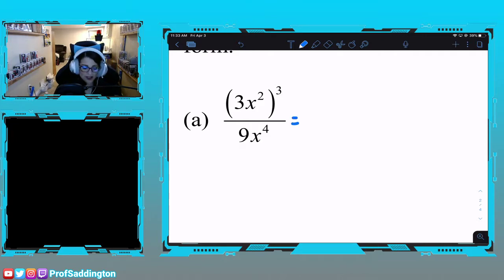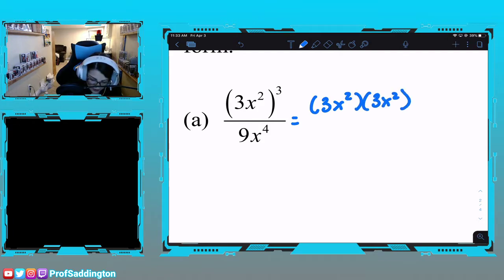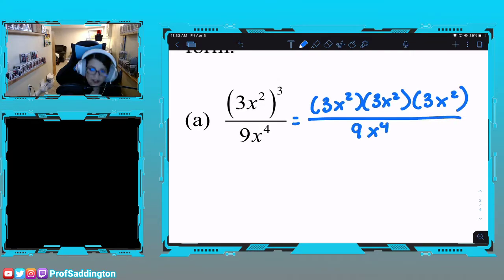Before I simplify the numerator and denominator, I need to simplify that numerator first, because I have a power to a power there. So I really have 3x squared times 3x squared times another 3x squared. And my denominator is not going to simplify yet, so we're just going to bring it down for the journey. We can simplify that numerator now.